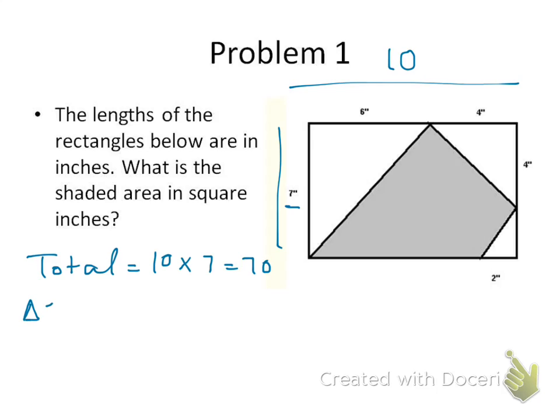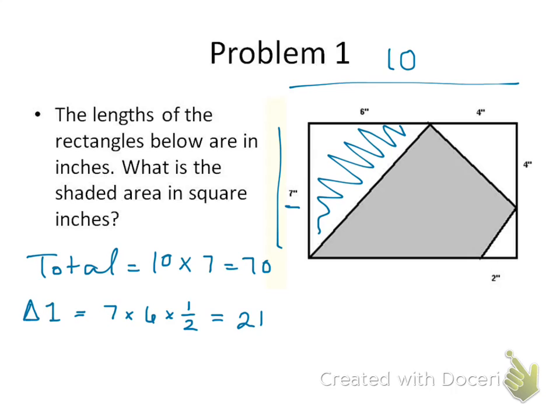So triangle 1 is 7 times 6 times 1/2. I'm doing this one right here. And then when you multiply those three numbers together, we get an area of 21. Triangle 2, this one right here, the 4 by 4, would be 4 times 4 times 1/2. And I get a total of 8.